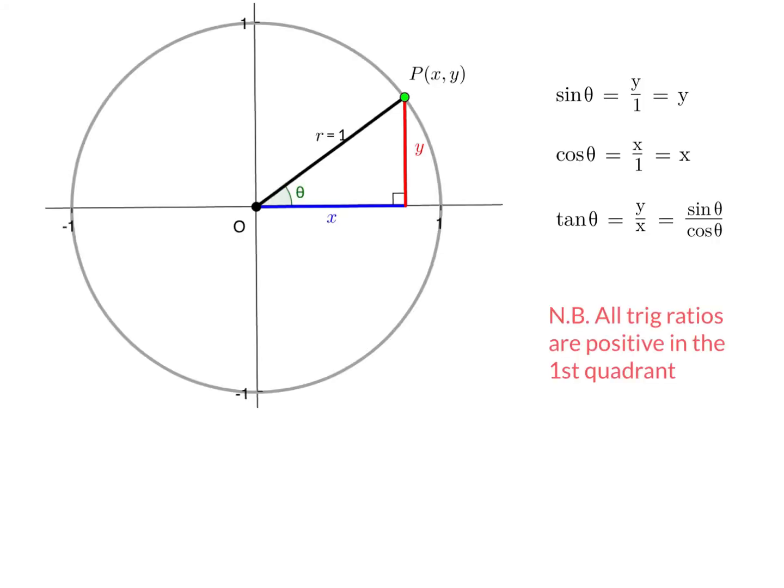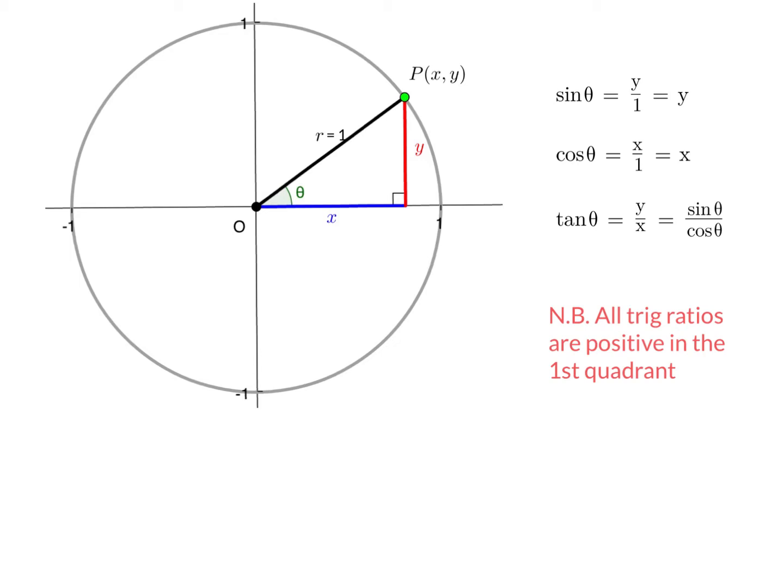Welcome to the unit circle. So the unit circle is a circle that has a radius of 1, and we draw a triangle or pick a point x, y, so x across, y up, and form a triangle with an angle theta in it. So it's x units across, y units up to get to the point x, y.